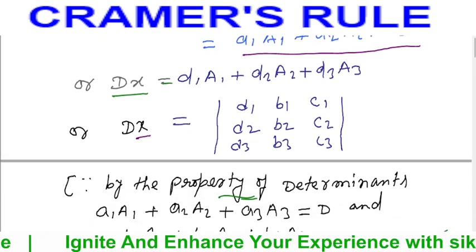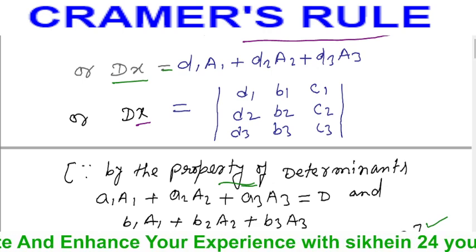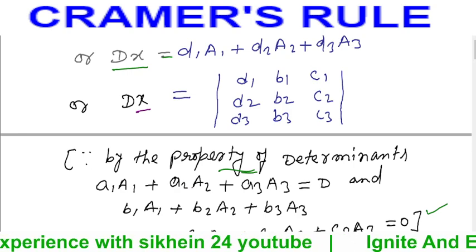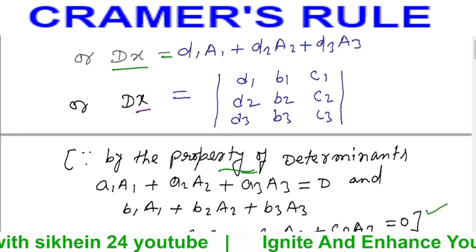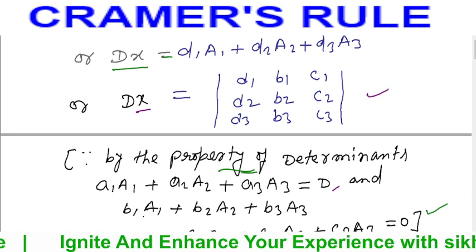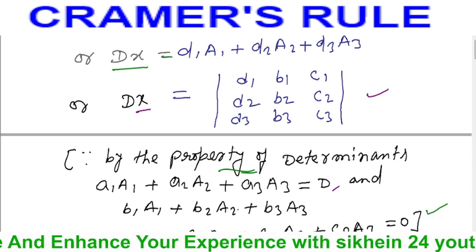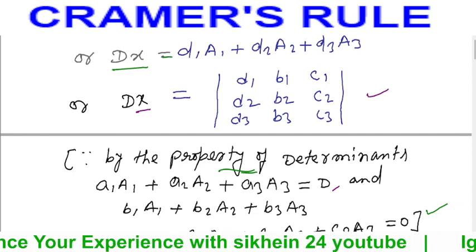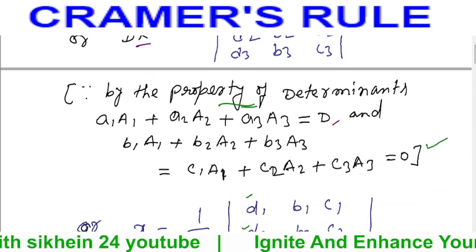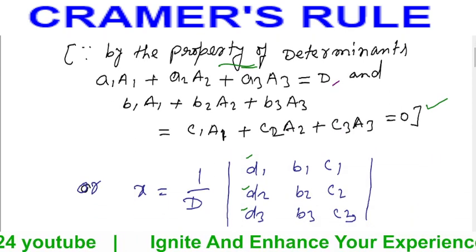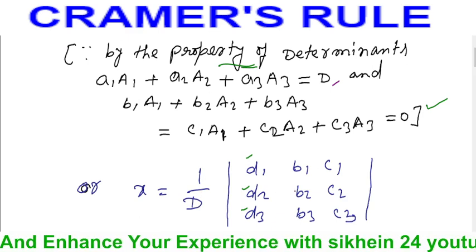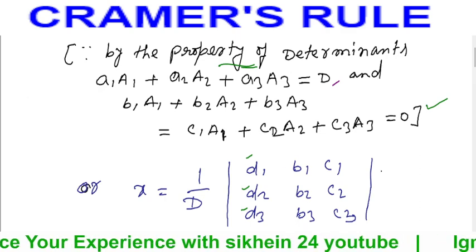We know by the property of determinants, which we know very well, that a1 capital A1 plus a2 capital A2 plus a3 capital A3 equals D. Here we have written it, and b1 A1 plus b2 A2 plus b3 A3 equals c1 A1 plus c2 A2 plus c3 A3 equals 0. Right? So now we can write x equal to what? Transposing D to the right hand side, we write 1 by D times the determinant Dx, as we have written here. Right?